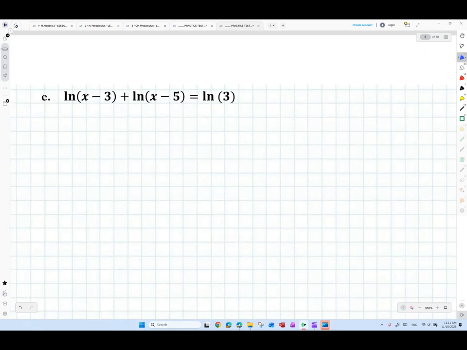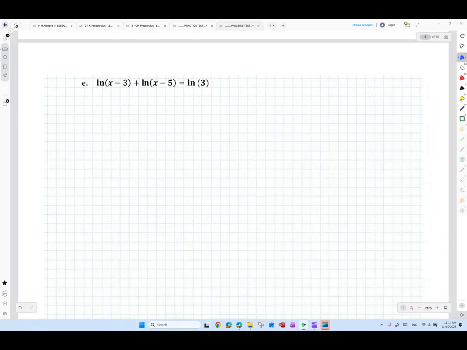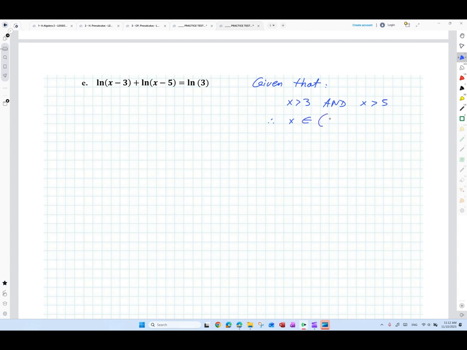For E, the domain of validity would be the following. X is greater than 3 and x is greater than 5. Therefore, x has to be greater than 5. That is, x belongs to 5 excluded and positive infinity. If you want, you can eventually use a number line.